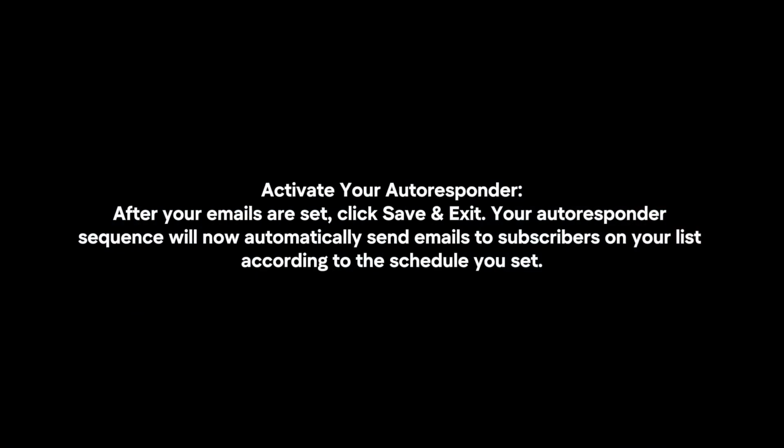Activate your autoresponder. After your emails are set, click Save and Exit. Your autoresponder sequence will now automatically send emails to subscribers on your list according to the schedule you set.